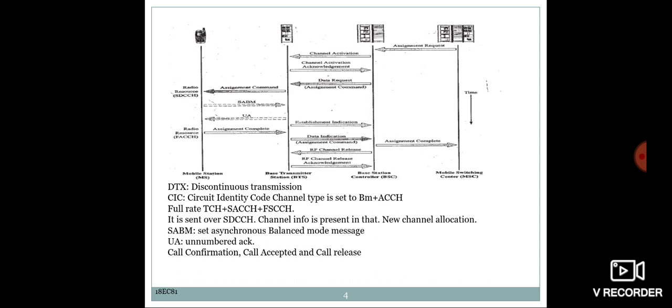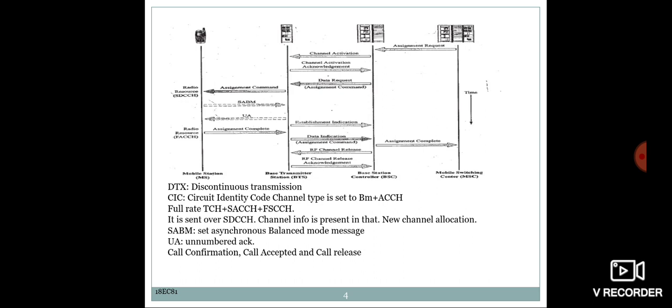A message over the fast access channel to indicate successful seizure of the channel. So, it indicates to the MS that it can send and receive data without any interruption. So, when the BTS receives this message, it sends the UI message to the MS and the establish indication message to the BSC.